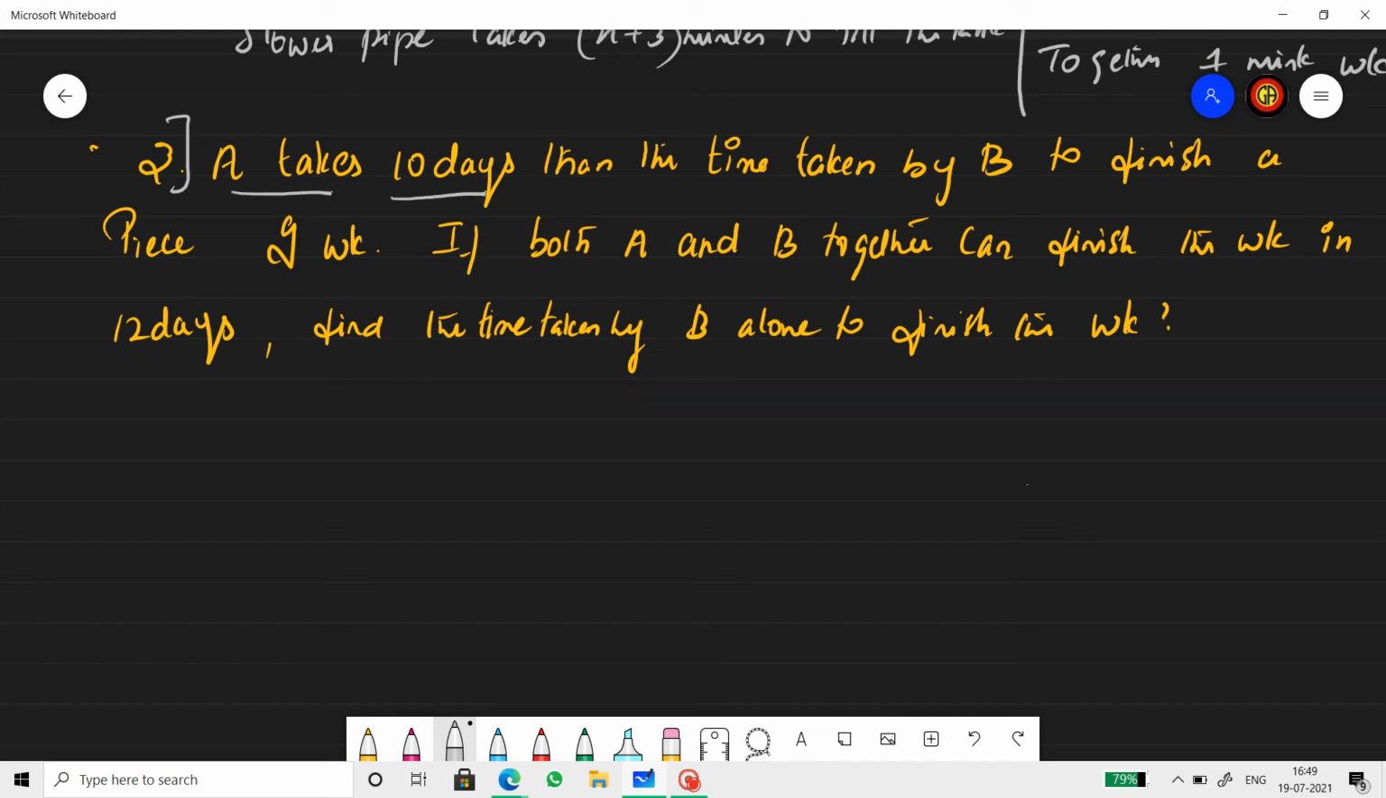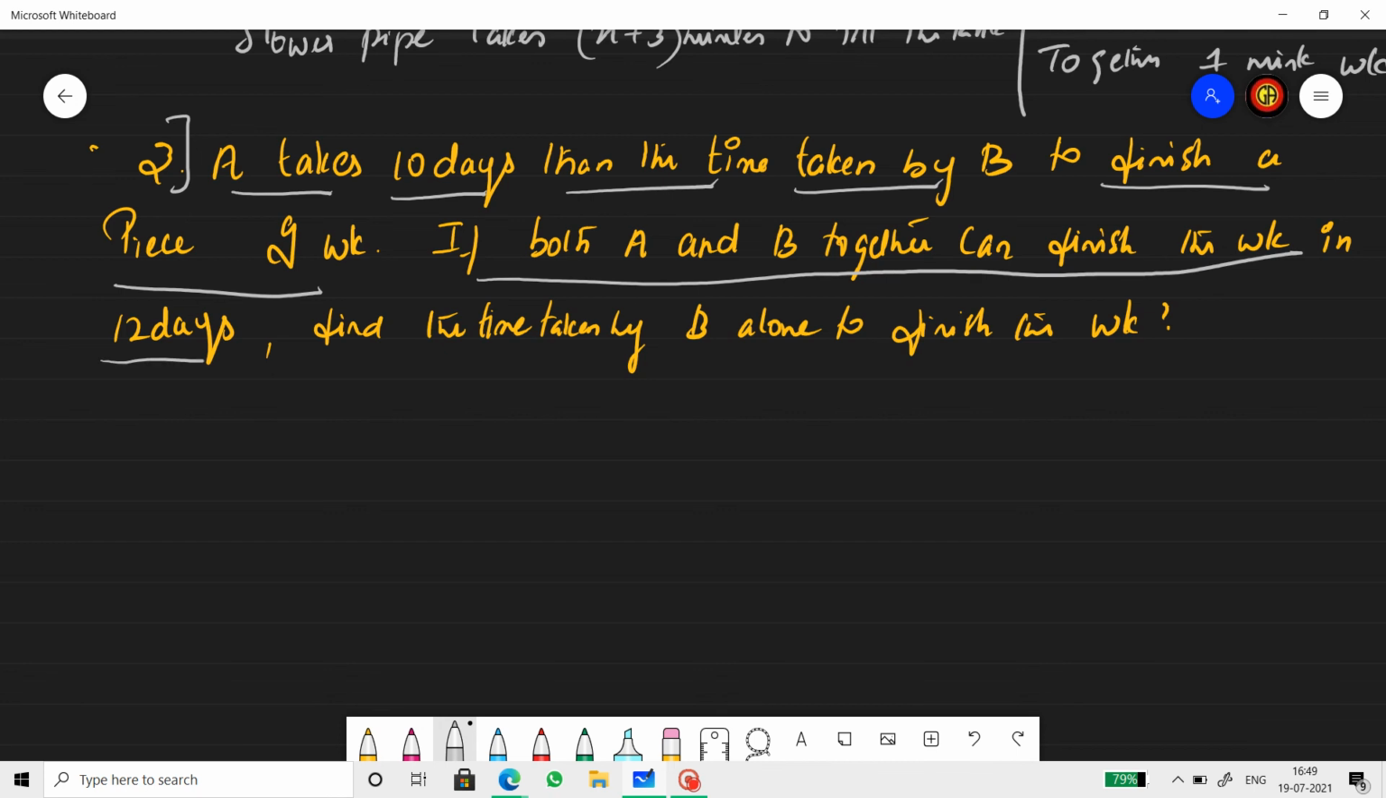A takes 10 days less than the time taken by B to finish a piece of work. If both A and B together can finish in 12 days, find the time taken by B alone to finish the work. Assume that the total work equals 1.